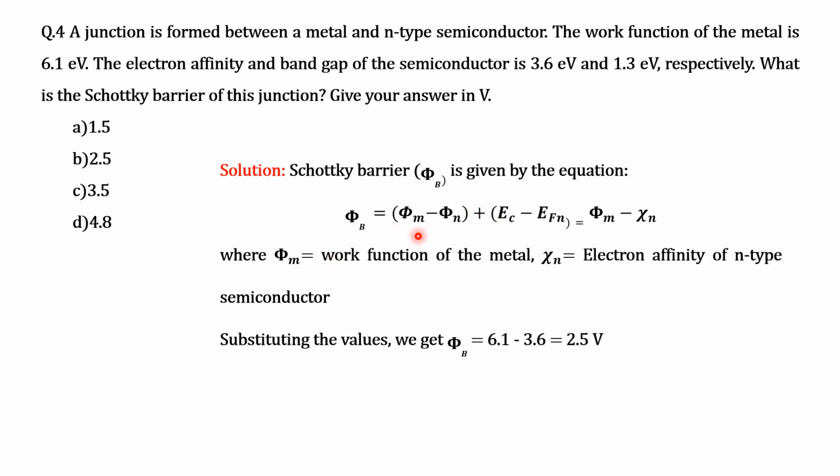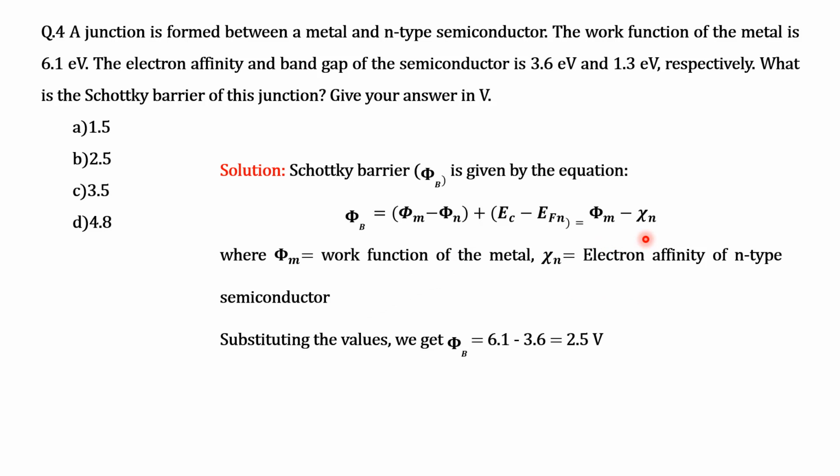And for those people who want clarification regarding how we calculate the Schottky barrier, it is given as the difference phi m minus phi n, that is the work function difference of the metal and semiconductor, plus Ec minus Efn. Ec is the conduction band energy level, and Efn is the Fermi energy level. So when you are consolidating this equation, finally we will get phi m minus psi n. So here it's clearly mentioned that phi m is the work function of metal and psi n is the electron affinity of the n-type semiconductor.